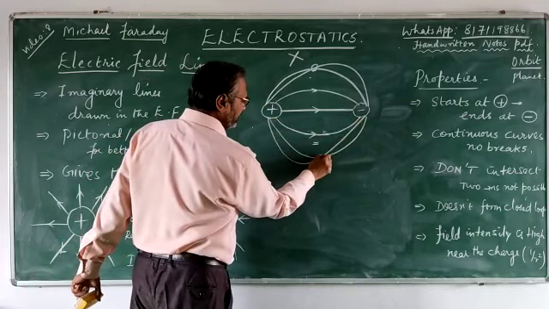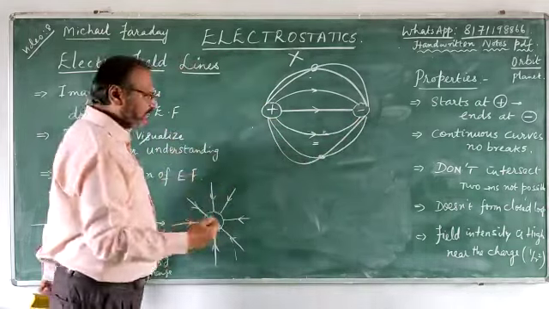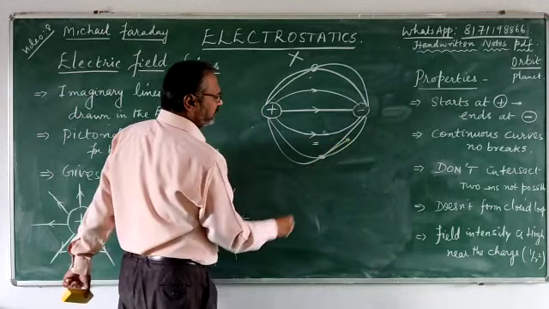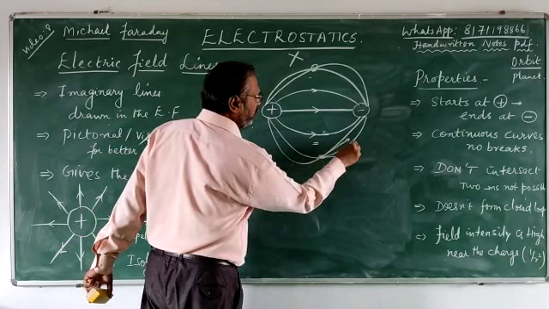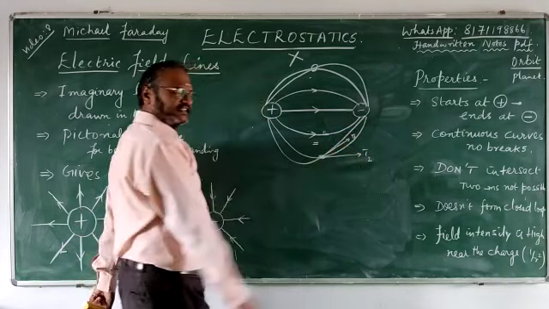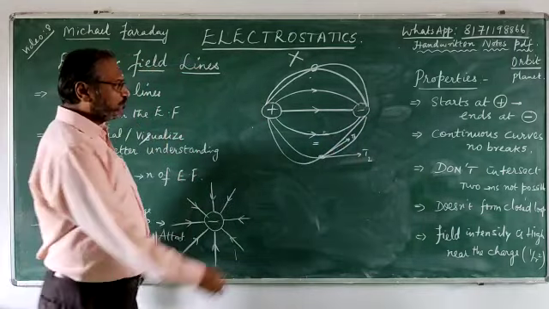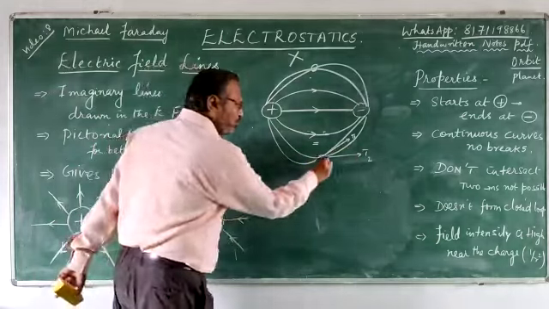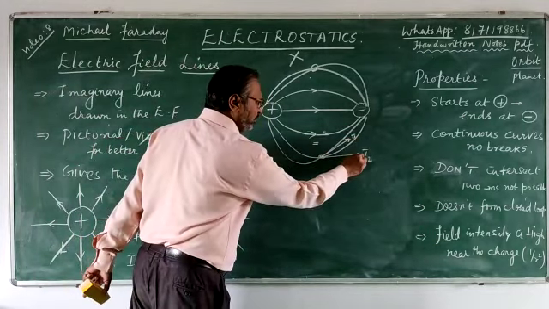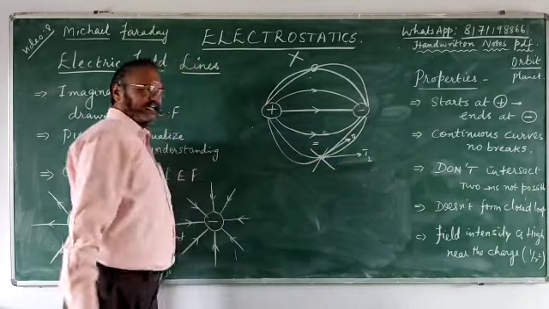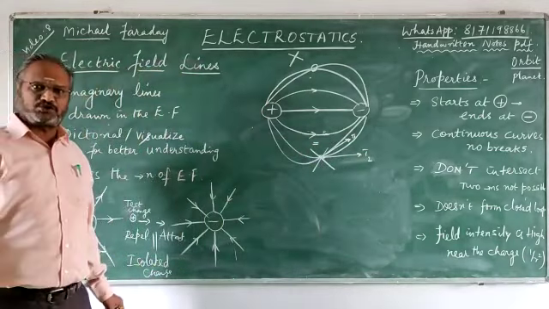If they intersect, what does it mean? Let us draw the tangent at this point, and let us draw the tangent at this point. Let us say T1 and you call this T2. Two tangents are there. Now, how is it possible to have two tangents at a particular point? So, two directions are not possible, and so two electric lines of force cannot intersect with each other.